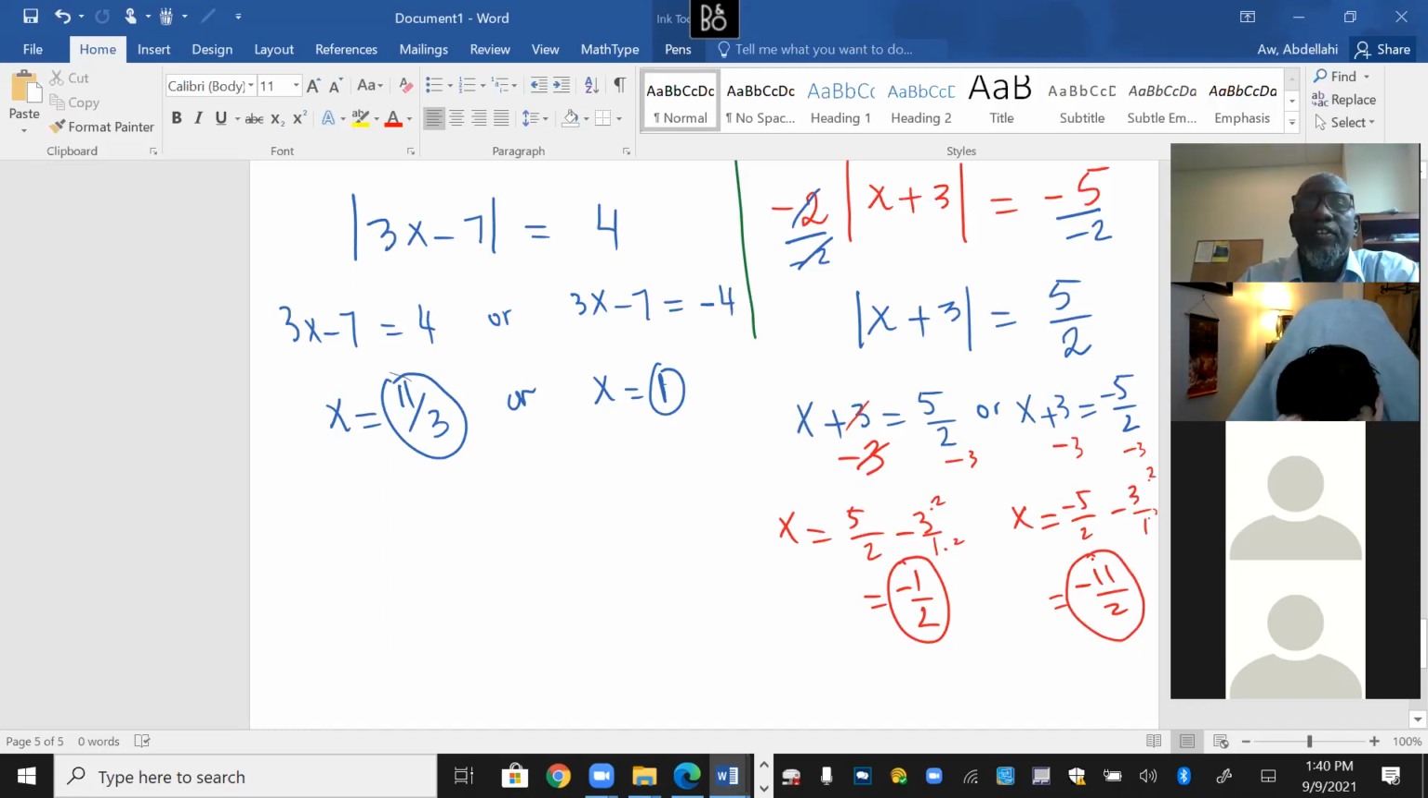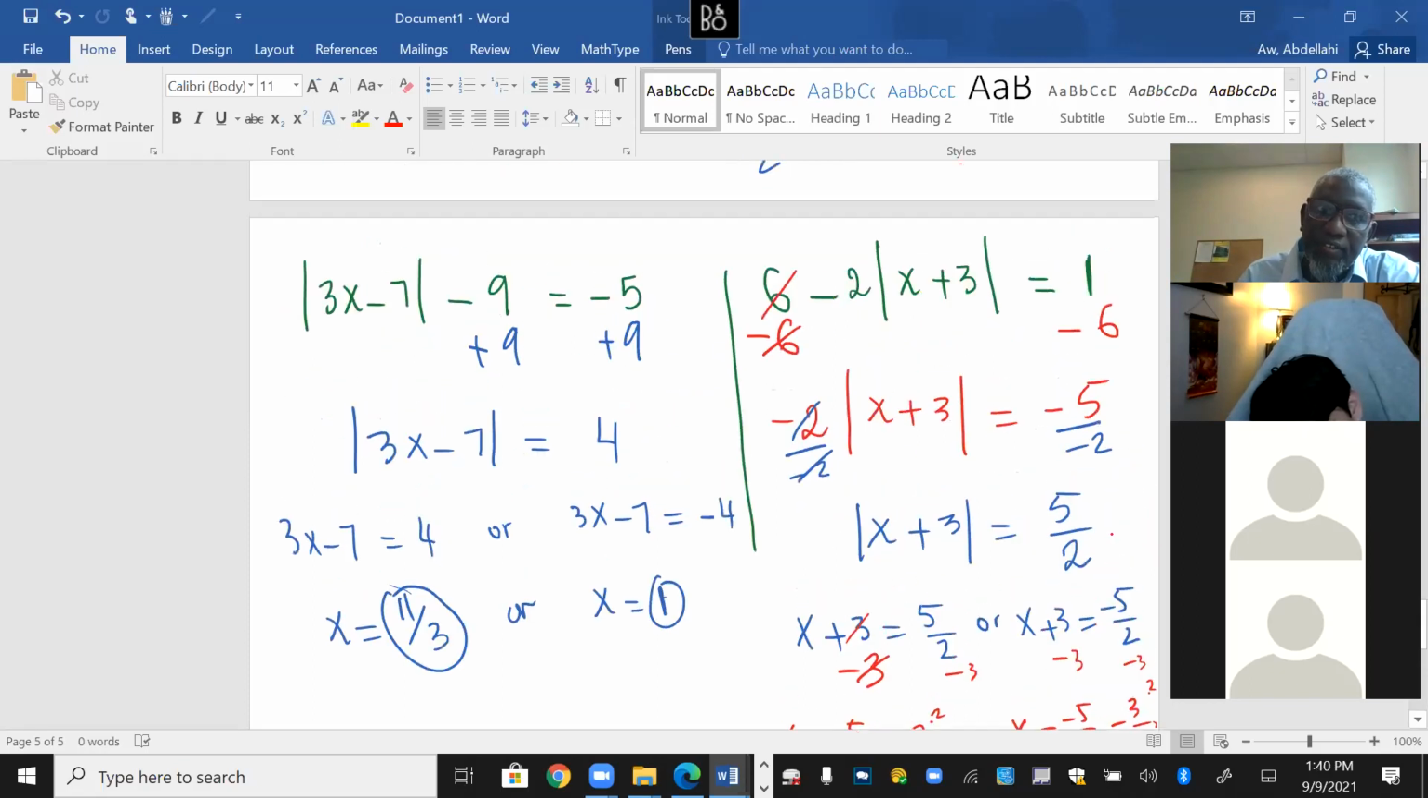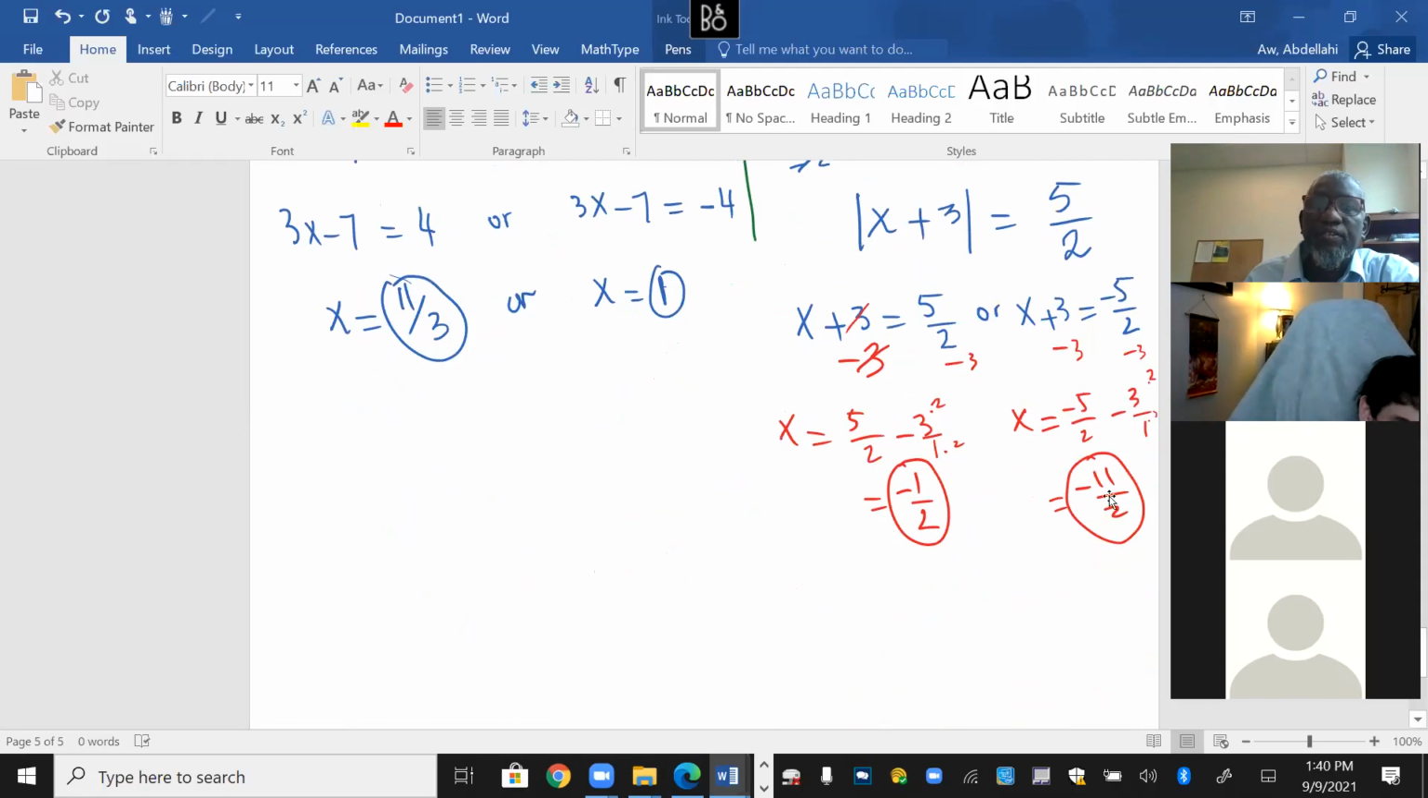All right. So this is how we solve an absolute value equation, right? Again, on the test, in 163, what you're going to have is something similar to this, okay? All right, so now, how about this one?